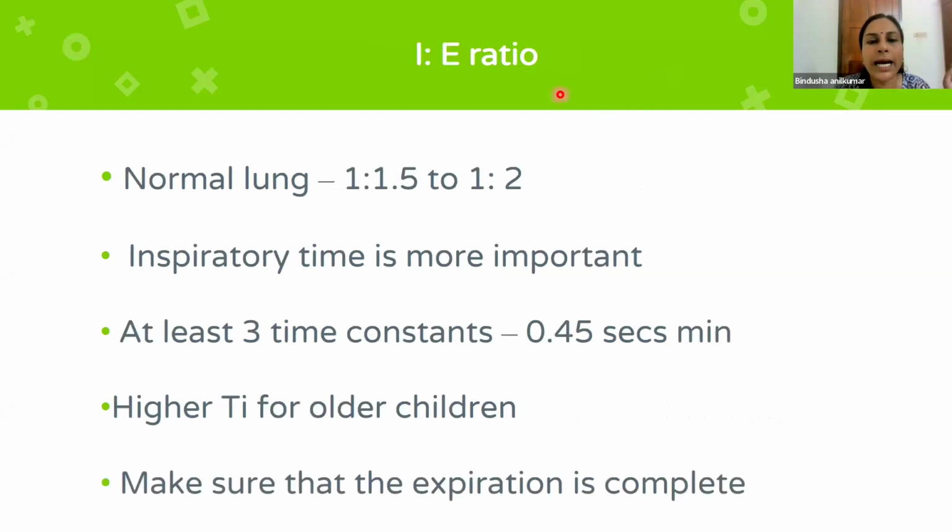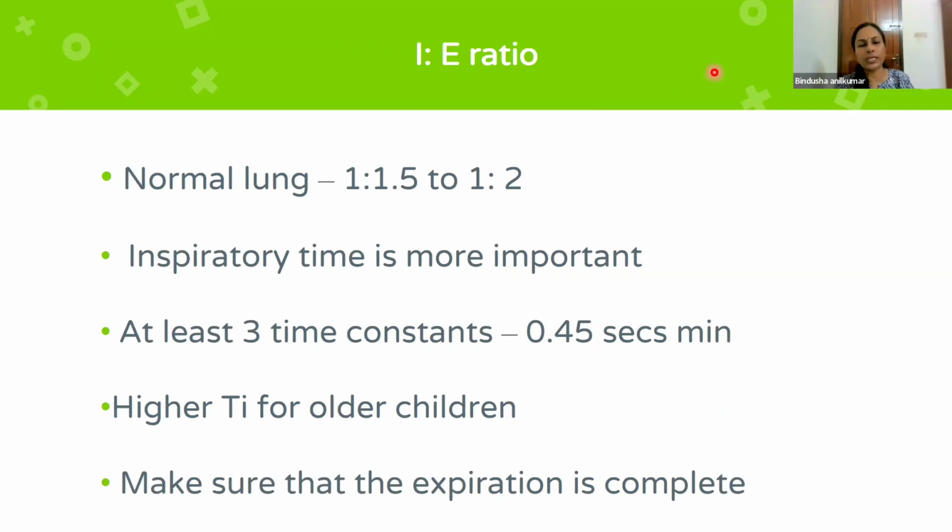Now, what is the IE ratio? In the normal lung, you usually set an IE ratio of 1:2. But at the same time, we need to know that inspiratory time is more important than the IE ratio. If you don't know what inspiratory time to set, and you keep a normal respiratory rate for that age and an IE ratio of 1:2, you will usually have the normal inspiratory time.